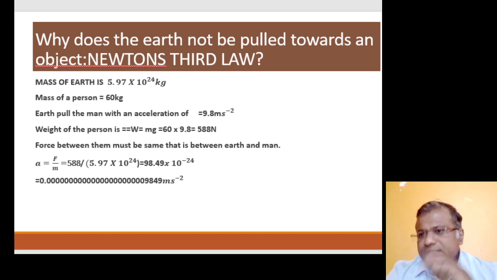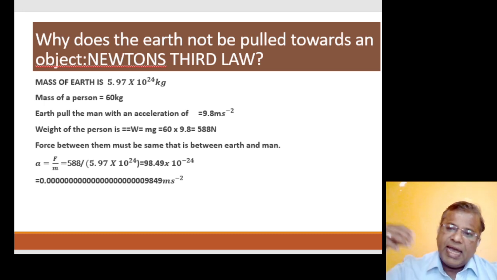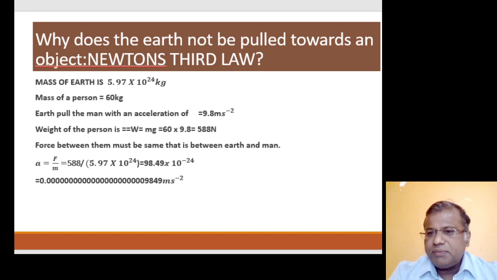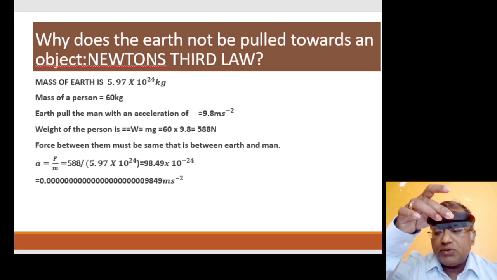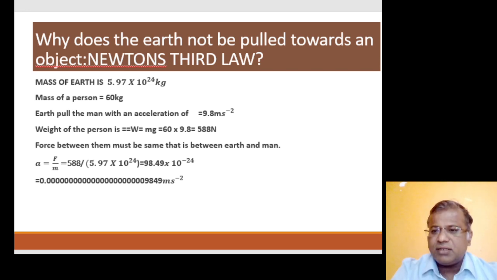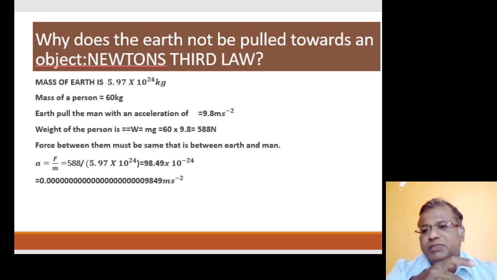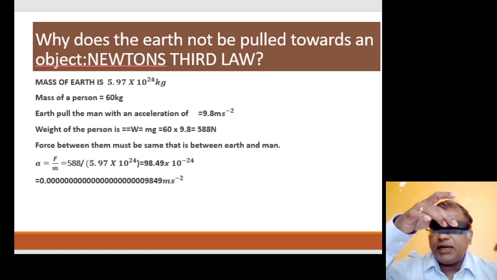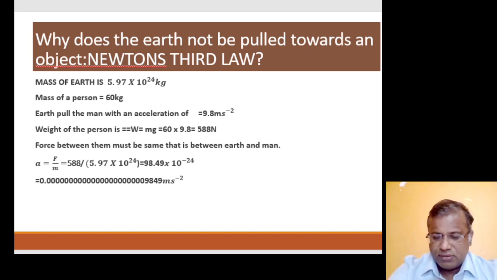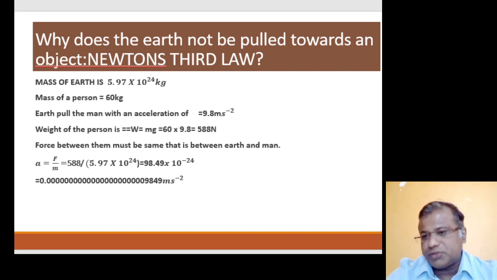Okay, so let us see a practical example of any object. For example, the mouse which I am holding, if I just leave it, it will fall down because it will be attracted towards Earth because of gravitational force, and the value of this gravitational force comes out to be m into g, which is equal to the weight. If I know the mass of this mouse and multiply it by 9.8, which is the acceleration due to gravity, that is the force with which this object is pulled towards Earth. It also means that Earth is pulled towards this object with the same force.